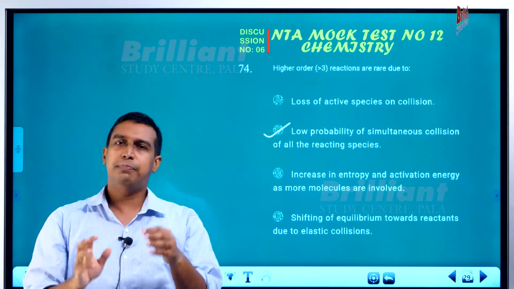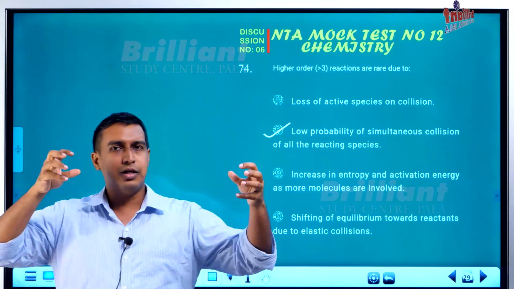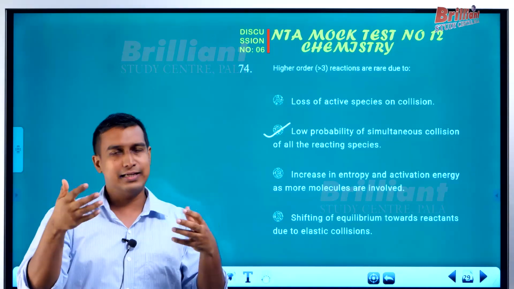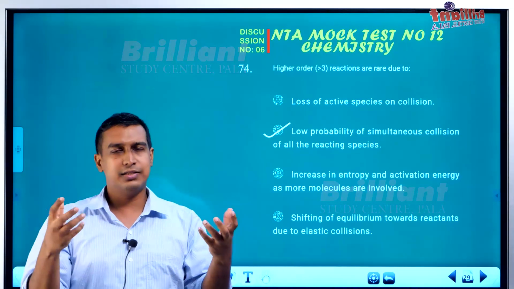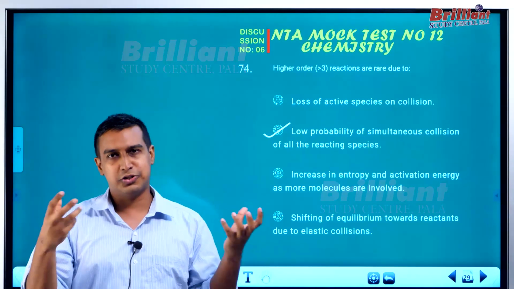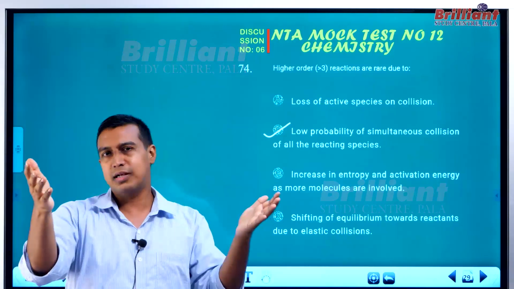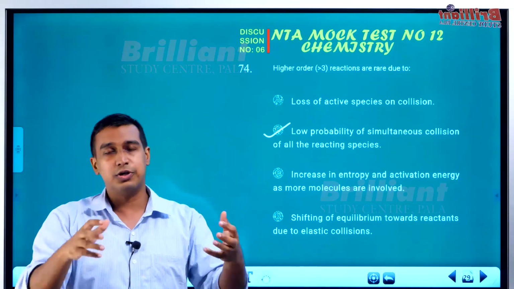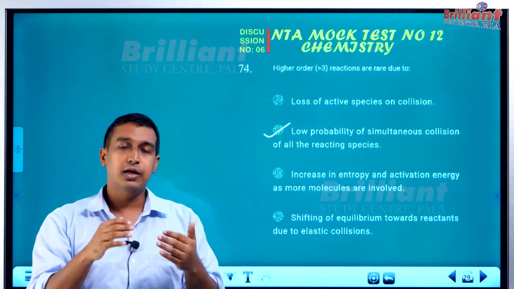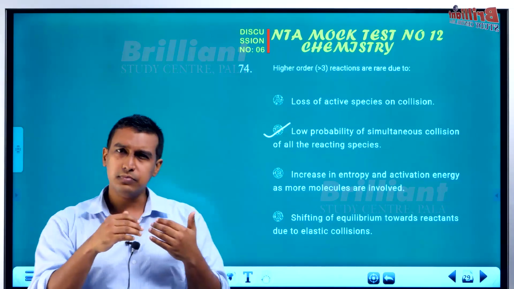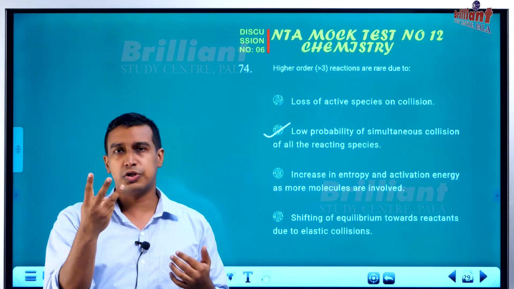Please know, if two atoms react to form a product, it's comparatively easy. We change the temperature or pressure, these two atoms collide, they will have collision energy, they will collide and give you the product. Suppose 3 molecules have to collide.